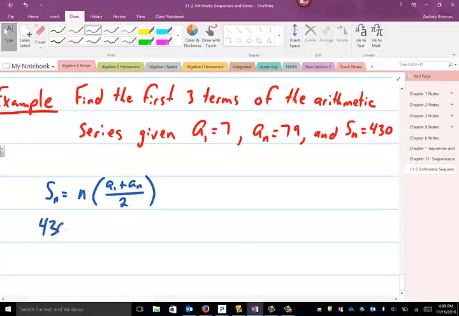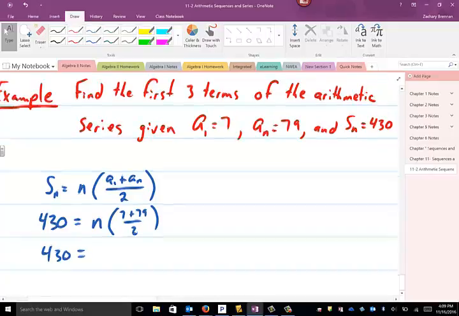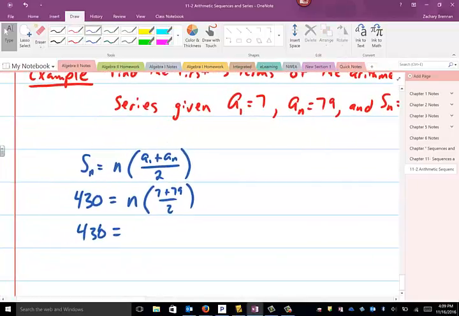So let's plug it in. S sub n is 430. I don't know n. A sub 1 plus a sub n, that's going to be 7 plus 79 over 2. So 430 equals, well, 79 plus 7 is 86, divided by 2 is going to be 43. So that'll be 43n. We divide by 43. Turns out to be 10 equals n.